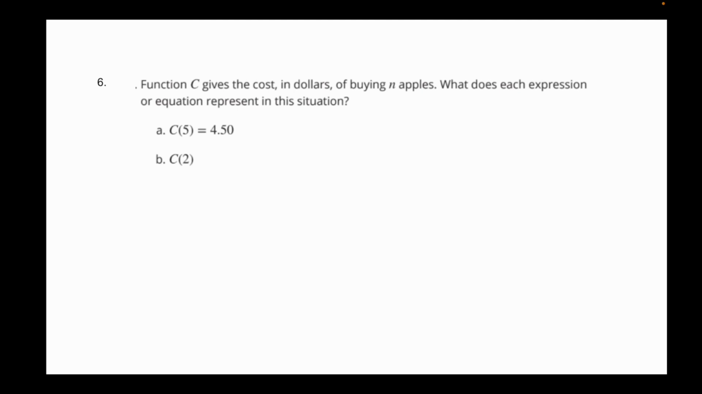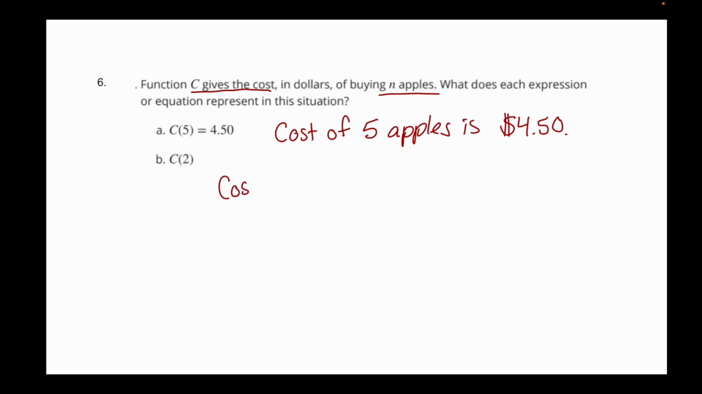C of 5 equals 450. Well, C is cost and N is the number of apples, so that's going to be the input. So this one means the cost of 5 apples is $4.50. And if it just says C of 2, that just represents the cost of 2 apples. They're just not telling us how much money that is. So this is the cost of 2 apples.